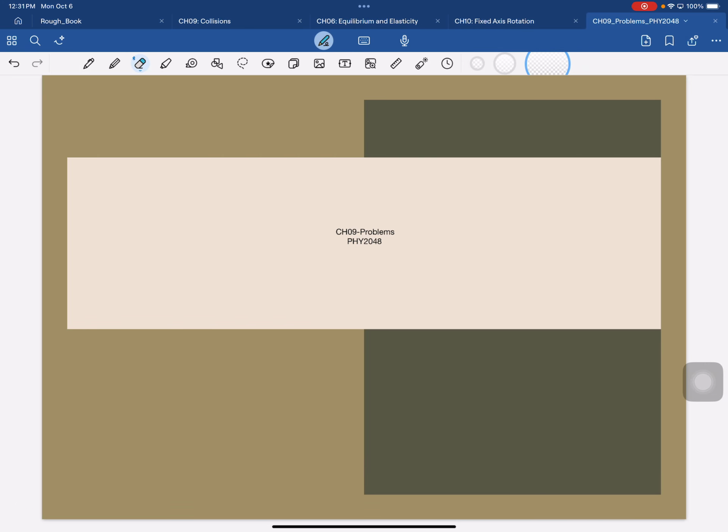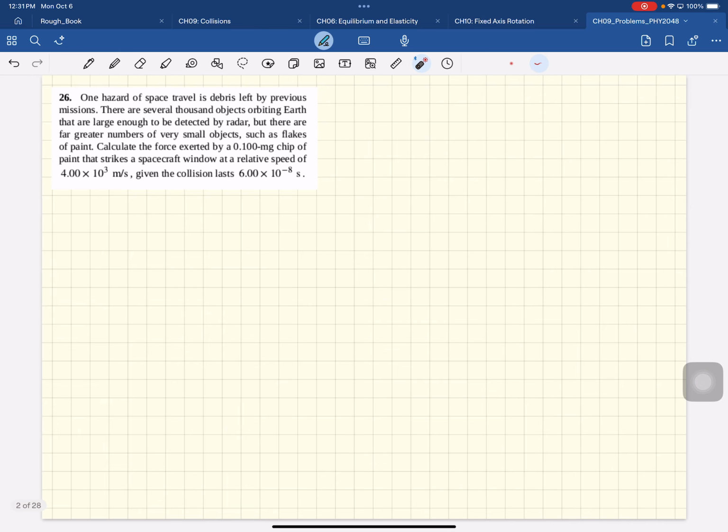So we're doing problems from chapter 9 today, and then we'll start chapter 10. So this problem says, one hazard of space travel is debris left by previous missions.